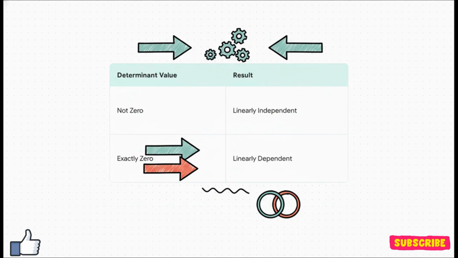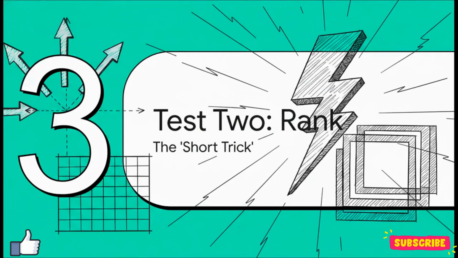But what if your matrix isn't square? So what do you do when you don't have a nice, neat square matrix? For that, we need a more powerful, more flexible tool. And that tool is the rank. Just think of rank as the true number of unique directions your vectors are pointing in. It's an awesome shortcut that works for any matrix, no matter the size.